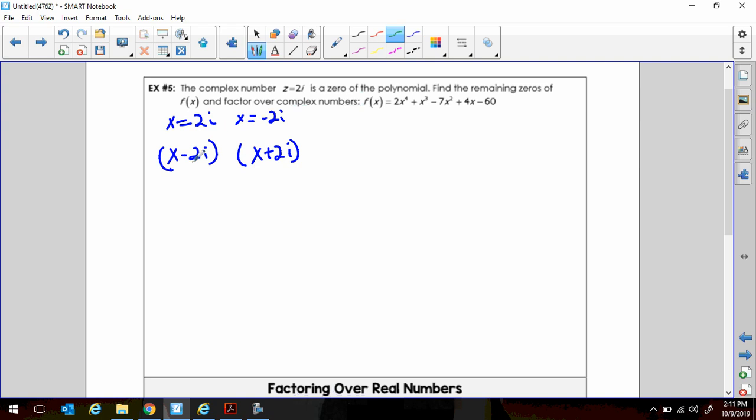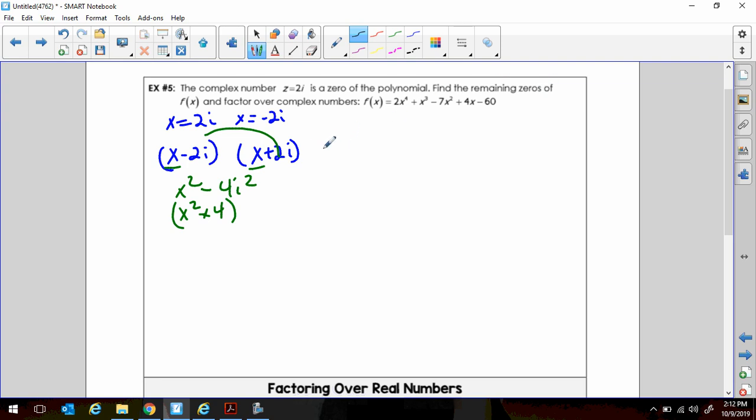I'm going to FOIL these. x times x is x squared. The inside is negative 2ix. The outside is positive 2ix. So those are going to cancel. And I'll get negative 4i squared for the last two. And i squared is negative 1. So this is going to be x squared plus 4. Okay. If this is a factor, it says find the other ones. So find the remaining zeros.